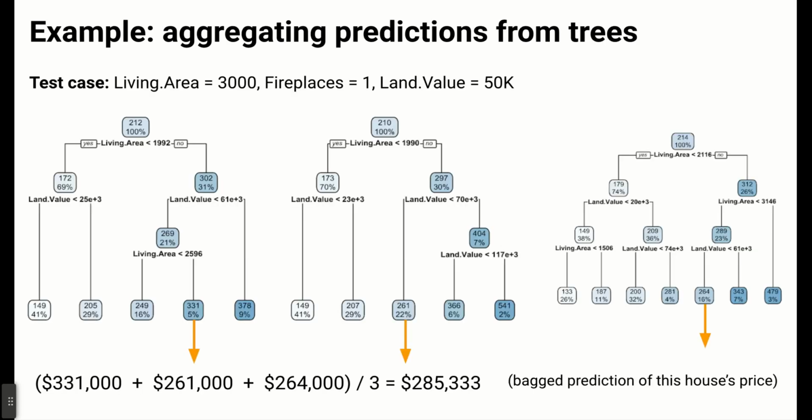Let's look at an example of a bagged prediction in a regression setting, predicting house price from house features. Here we have 3 trees resulting from bootstrapping the training data, B equals 3 times, and we're looking to make a prediction for a case that has a living area of 3,000 square feet, 1 fireplace, and a land value of $50,000. So pause the video to verify that the predictions made by the 3 trees are as marked by the arrows. The bagged prediction of this house's price is the average of these 3 predictions.